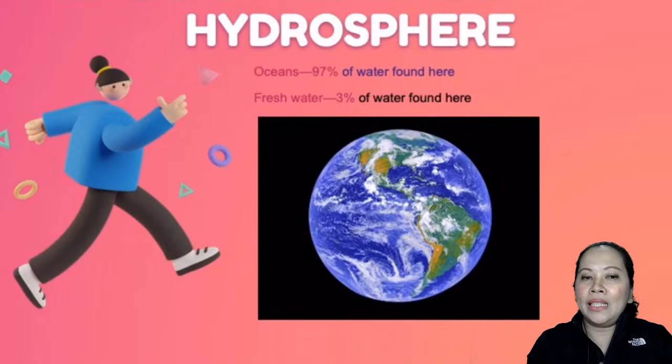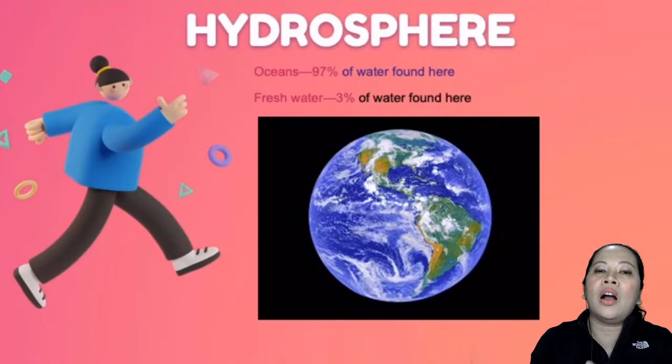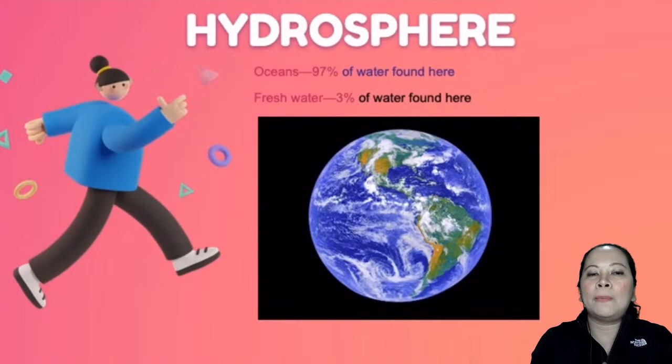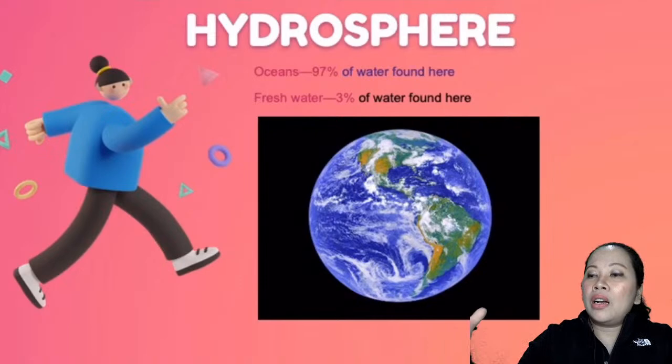97%, or to be exact, 97.5% of our water on Earth is salt water, meaning it is from the oceans. And 2.5% only is fresh water. So that means that whatever water that we can find apart from ocean that is fresh and not salty is only 3% or 2.5%. Okay, so that is our structure. Where can we find our water?